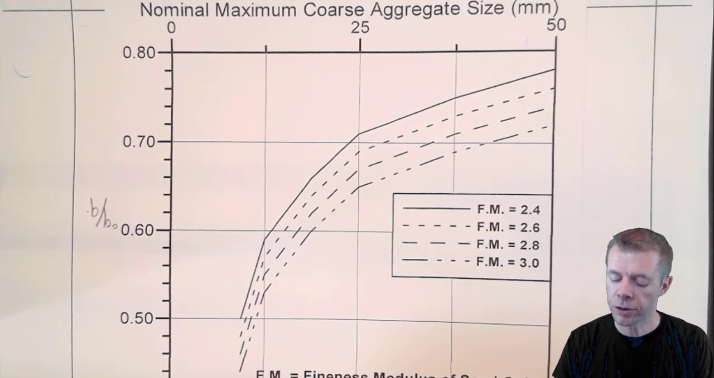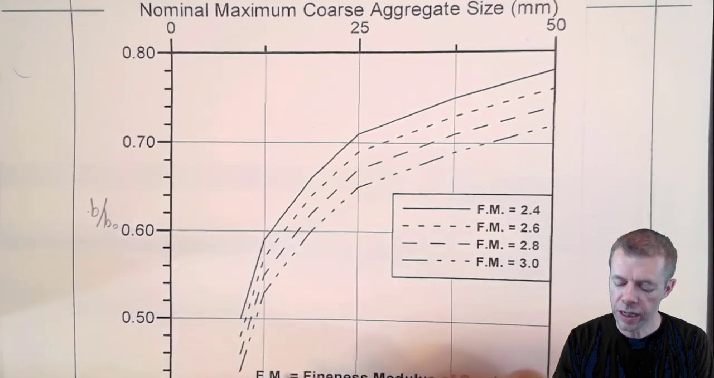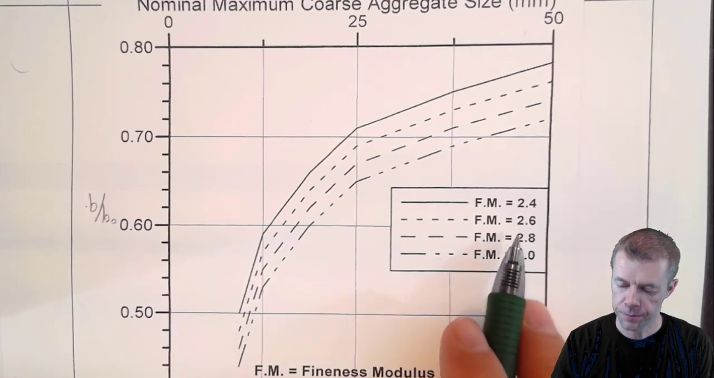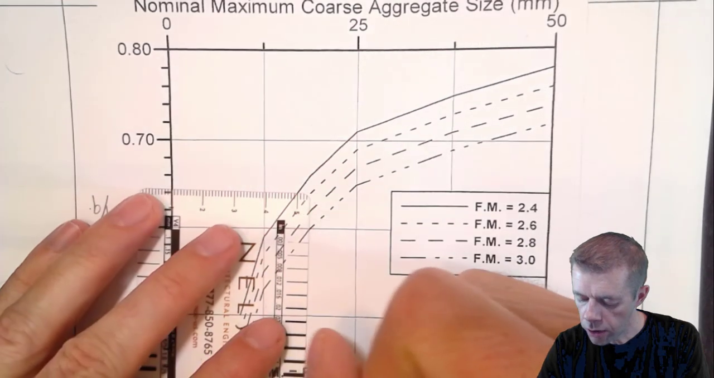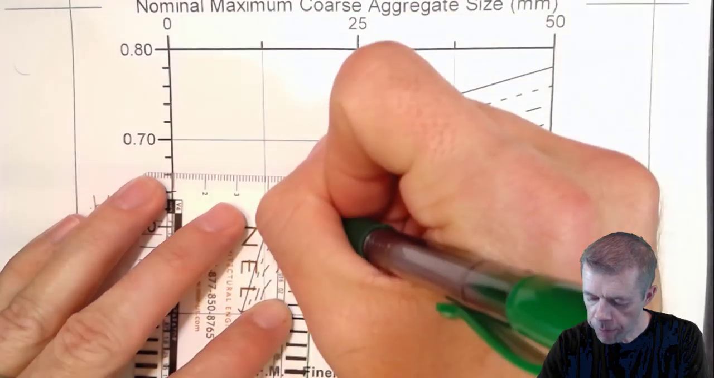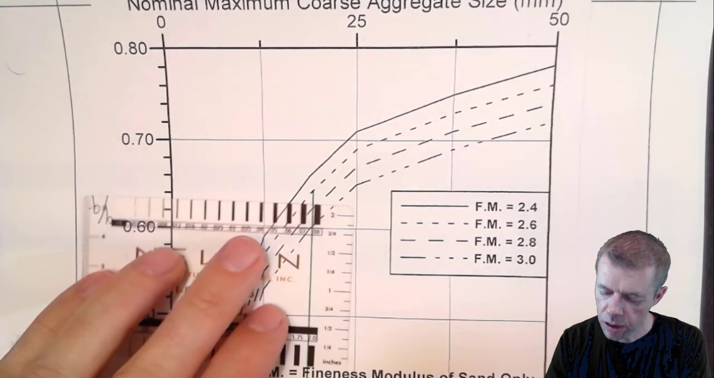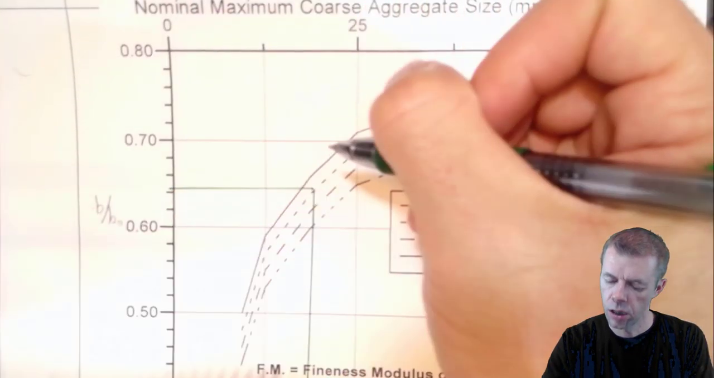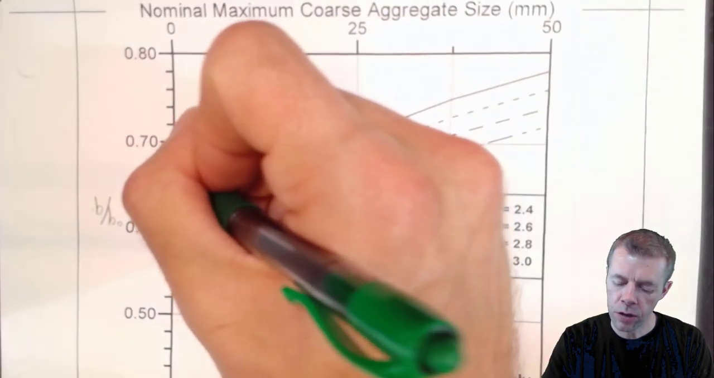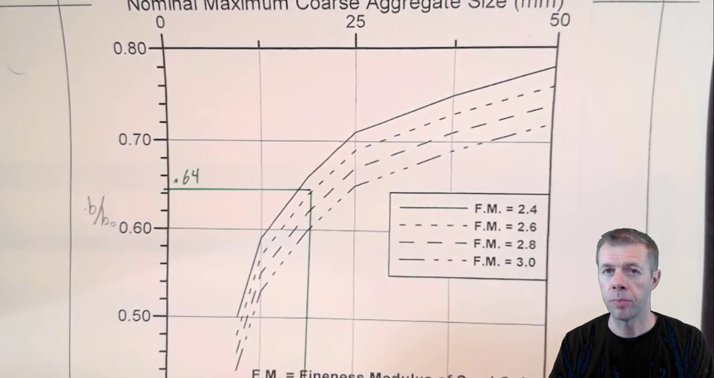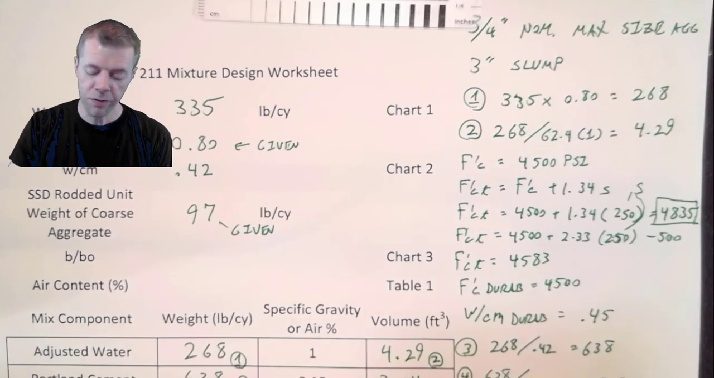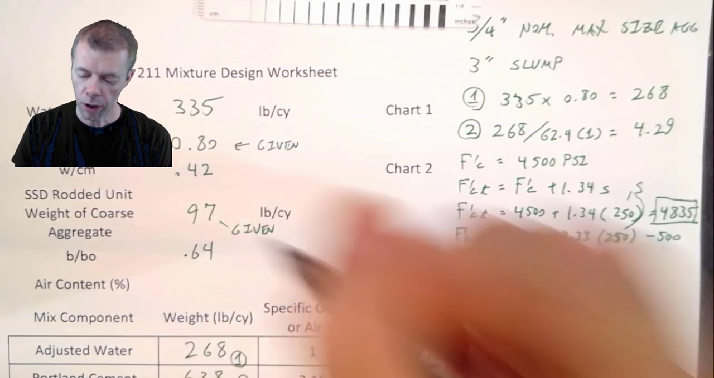We need to know the nominal maximum coarse aggregate size, which happens to be 3/4 of an inch in our case. We also need to know the fineness modulus. The fineness modulus happens to be 2.6. So as we go up the chart, we hit the fineness modulus. And then we come over. We get a B over B naught value of about 0.64. We're closing in. The B over B naught value is 0.64.